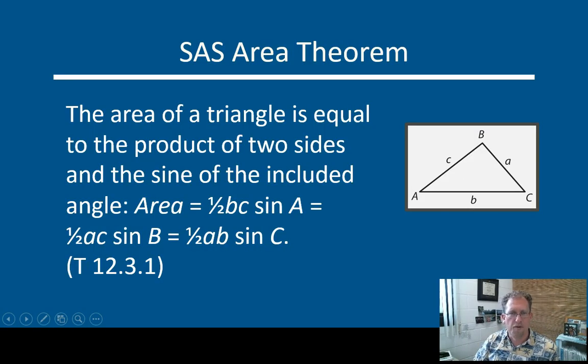So just to put this in a formal theorem, Theorem 12.3.1 says that the area of a triangle is equal to 1/2 the product of the two sides and the sine of the included angle. We just rearranged it a little bit to make it look like that. So area is 1/2 times BC sine A, or 1/2 times AC times the sine of B, or 1/2 times AB times the sine of C. Whichever one you have, it works. The product of the two sides times 1/2 times the sine of the included angle. Okay? And so that is a fabulous little thing for you.